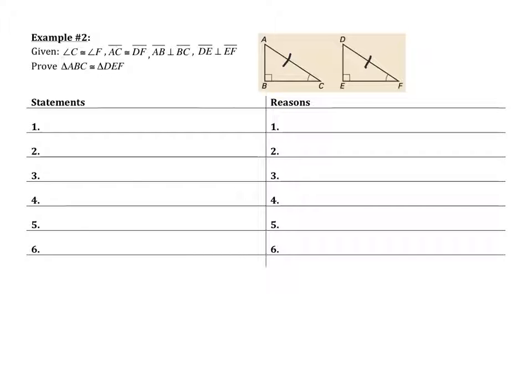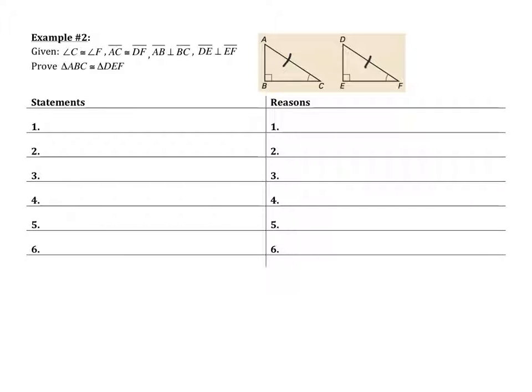I'm also told that segment AB is perpendicular to segment BC. Remember, this symbol means perpendicular. And I'm also told that segment DE is perpendicular to EF. I mark that on my diagram by showing that the two segments are forming a right angle. And again, that's already marked in my diagram for me. And we're asked to prove that triangle ABC is congruent to triangle DEF.